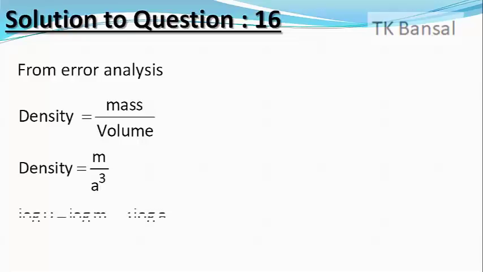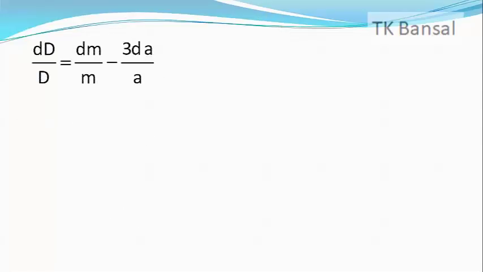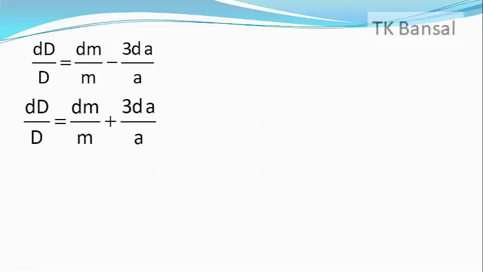Taking logs on both sides, we get log of capital D is equal to log of m minus 3 times log of a. Differentiating both sides, we get dD by D is equal to dm by m minus 3 times dA by a. Now, since errors never get subtracted, they only get added. Therefore, let's change the negative sign to a positive sign, and we get dD by D is equal to dm by m plus 3 times dA by a.